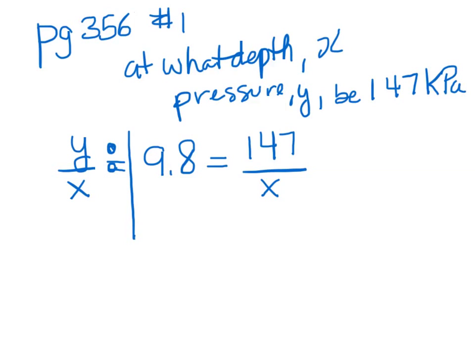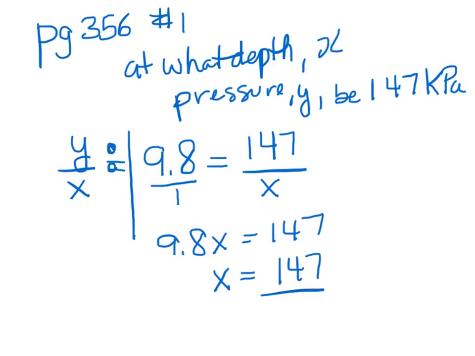So that allows me to set up this proportion. It's kind of like having 9.8 over 1 if you need that there. 9.8x equals 147. x would equal 147 over 9.8. And I'd throw that in my calculator and get an answer for that.